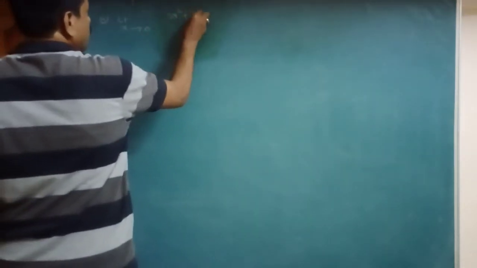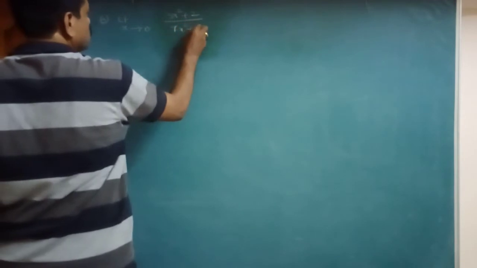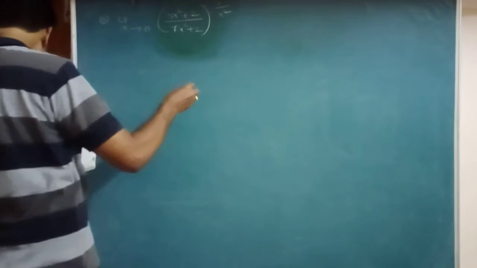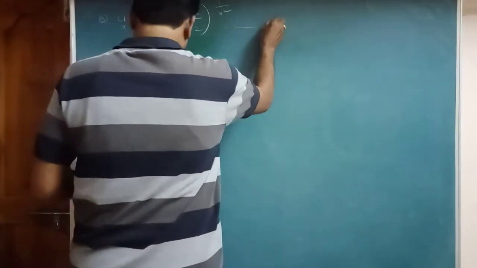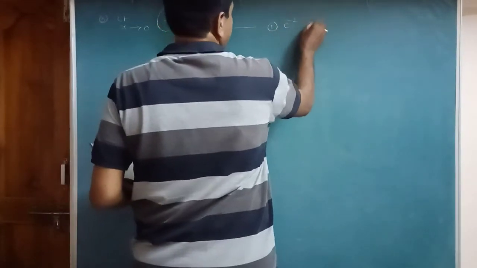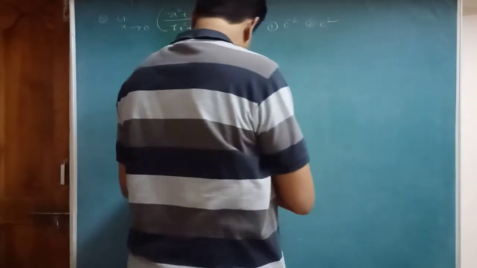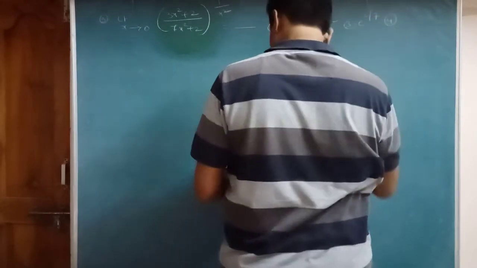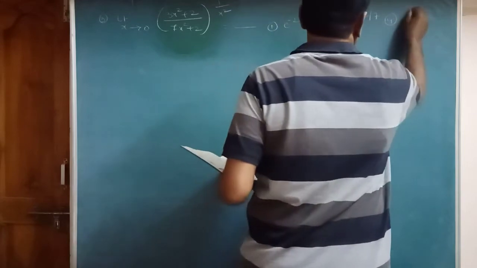Next one, third one. Limit x tends to 0, 3x square plus 2 by 7x square plus 2, whole power 1 by x square, is equal to dash. Options: e power minus 2, e square, next e power 2 by 7, and fourth one e power 3 by 7.